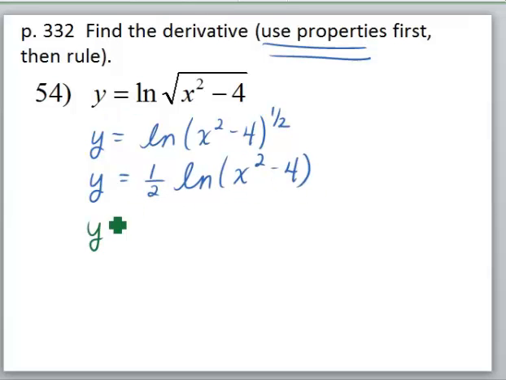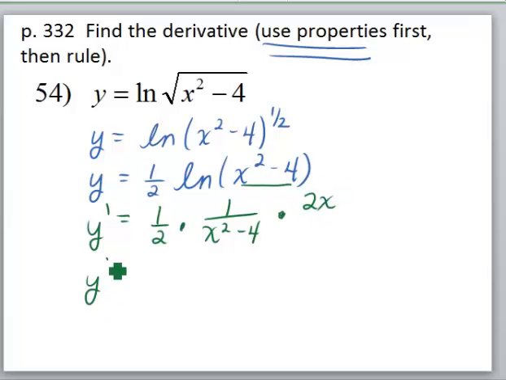So when I take this derivative, I'll leave my constant alone. I'll take the derivative of the natural log, which would be 1 over x squared minus 4 times the derivative of this part, which is 2x. I can simplify this just slightly by crossing out my 2's, or dividing those 2's, I really should say. So I end up with an x over x squared minus 4.